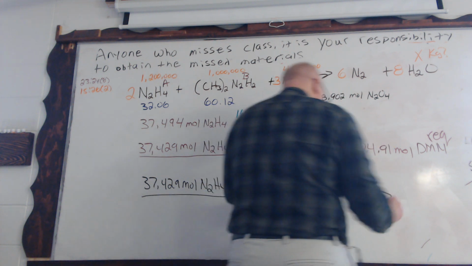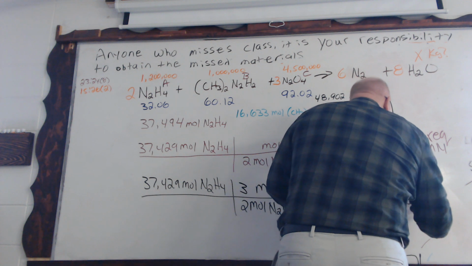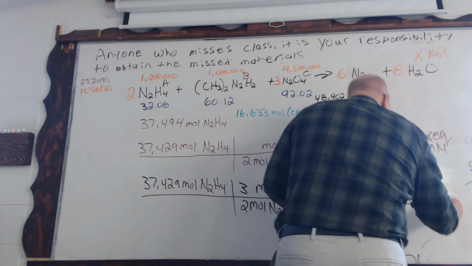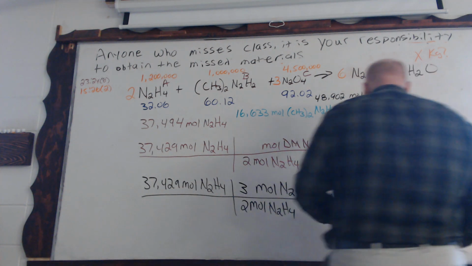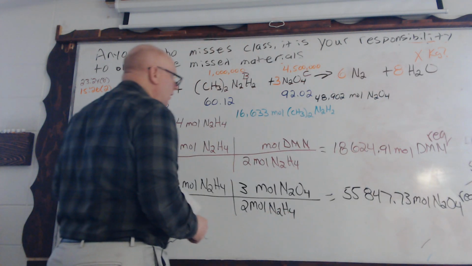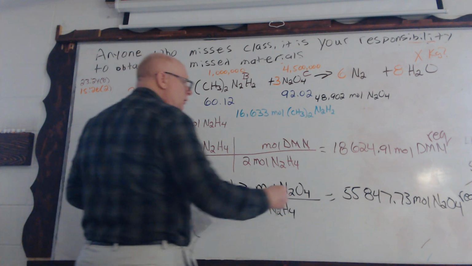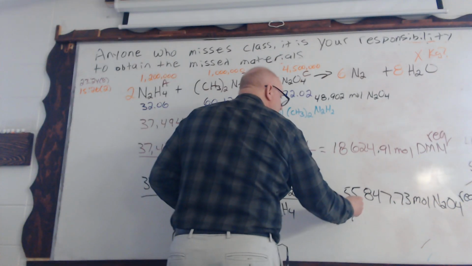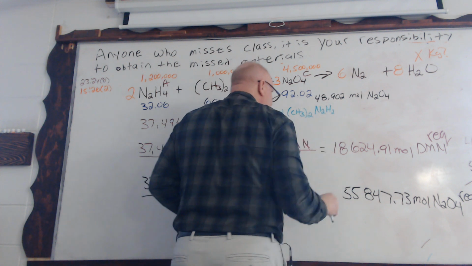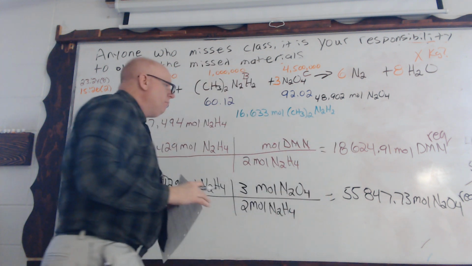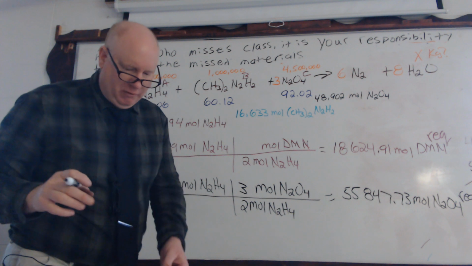Okay, 0.73 moles of N2O4 is required. Well, let's look at what we have. We need 55,000. We've only got 48,000. So maybe that is our limiting reactant.